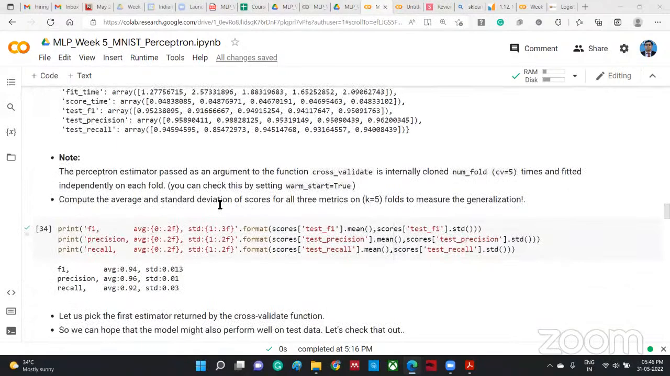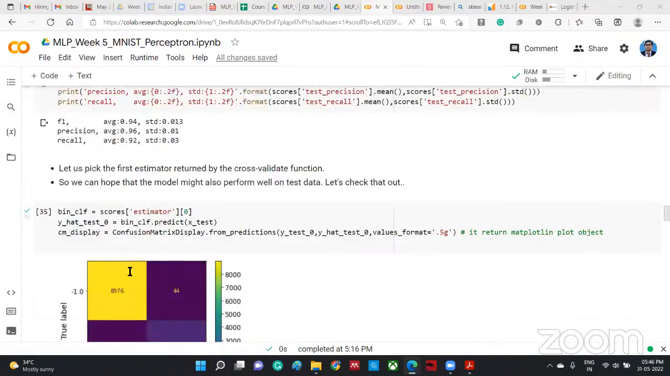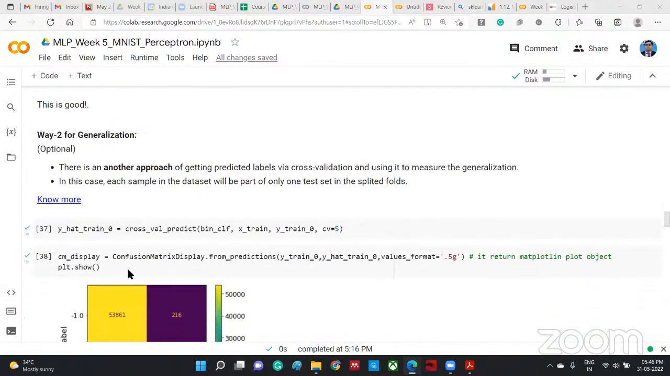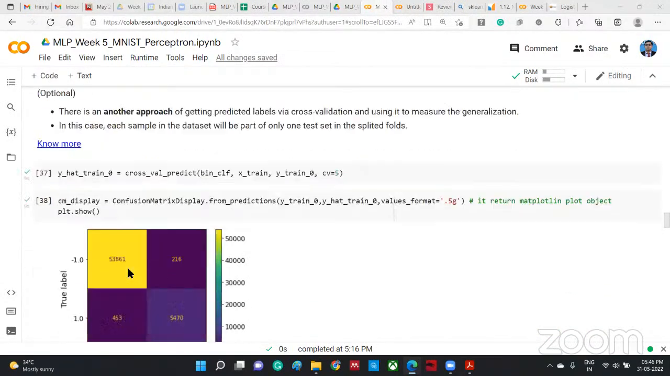Then again we are calculating the average and standard deviation of scores for all these three metrics on k equals 5 folds. To measure the generalization, we have precision and recall values of around 0.96 and 0.92. So these are the remaining generalization ways.